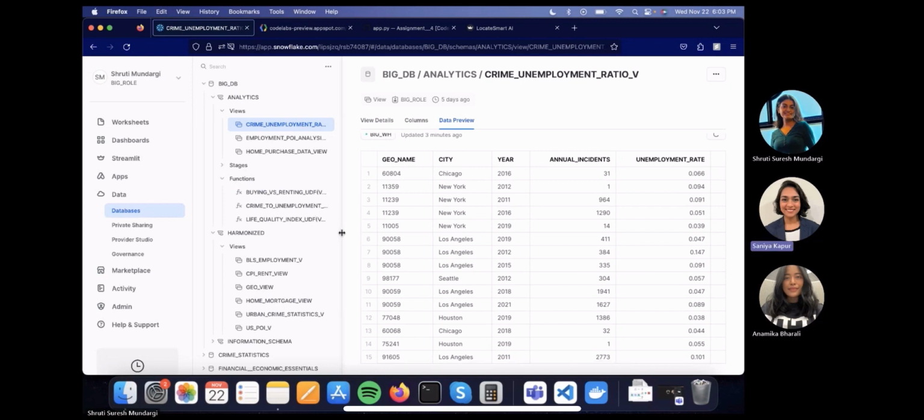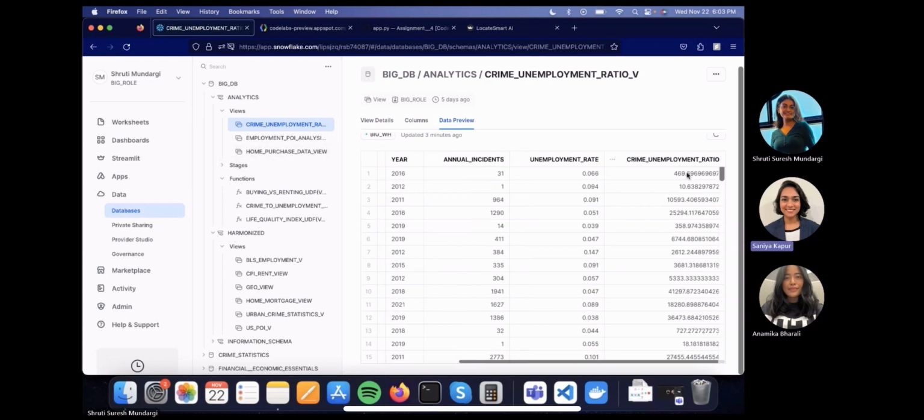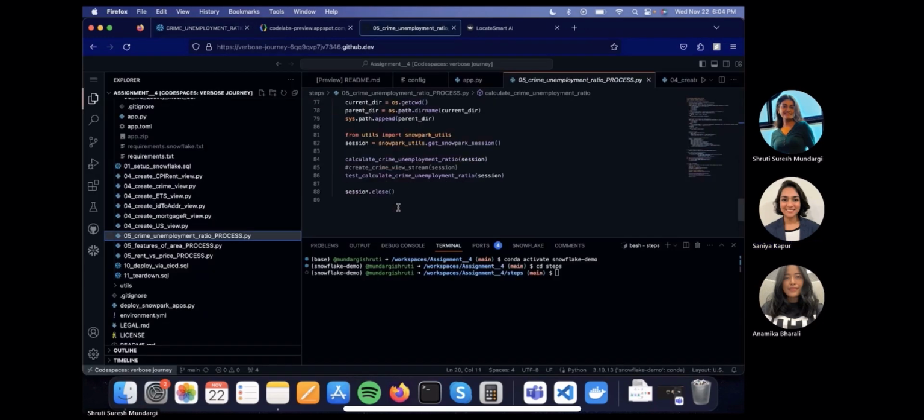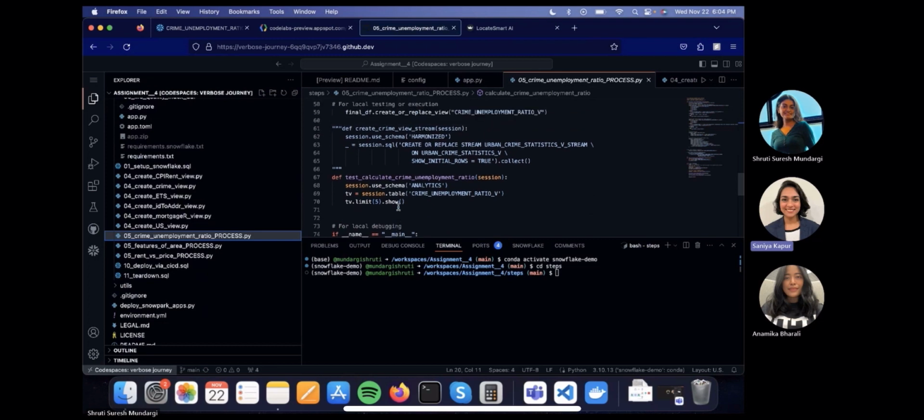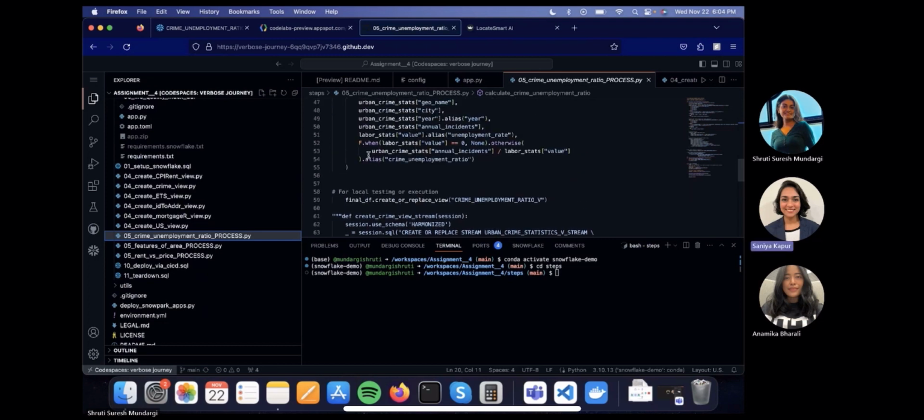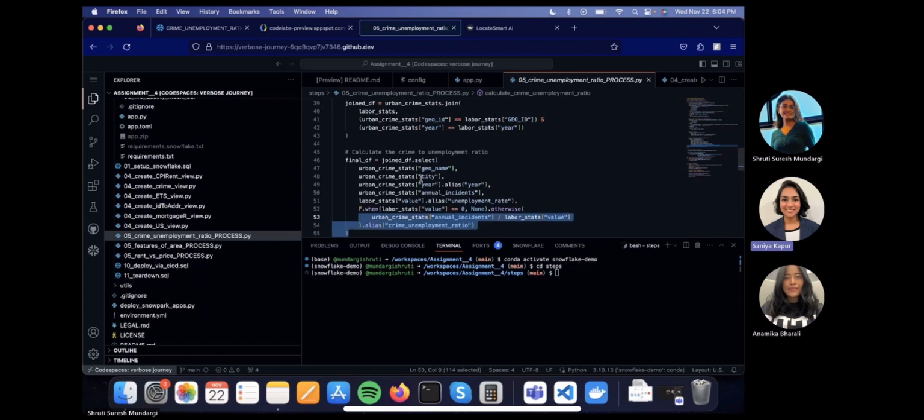With this crime unemployment ratio, I've used the following formula. I just want to show you the formula that has been used to find the crime unemployment ratio. We've taken urban crimes from the urban crime stats table, we've taken annual incidence, and from labor stats we've taken the value, and we've divided the two to get the unemployment ratio.